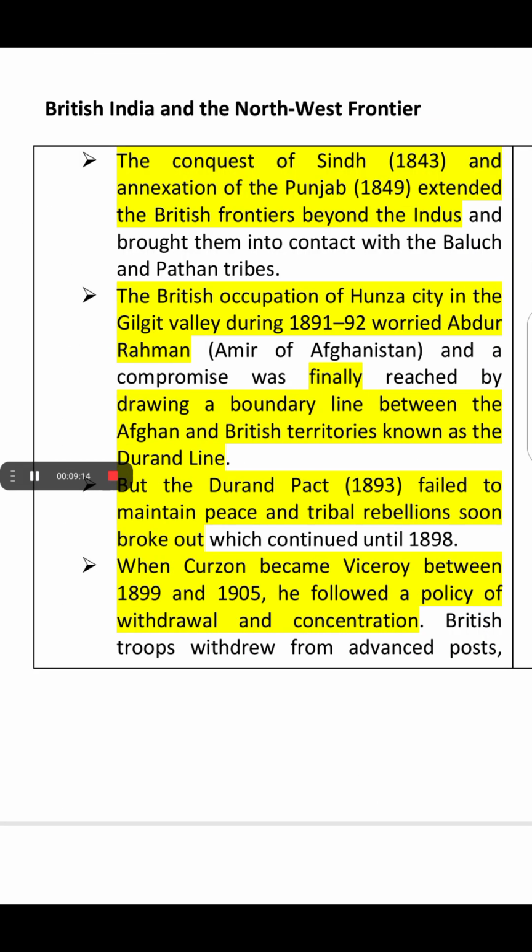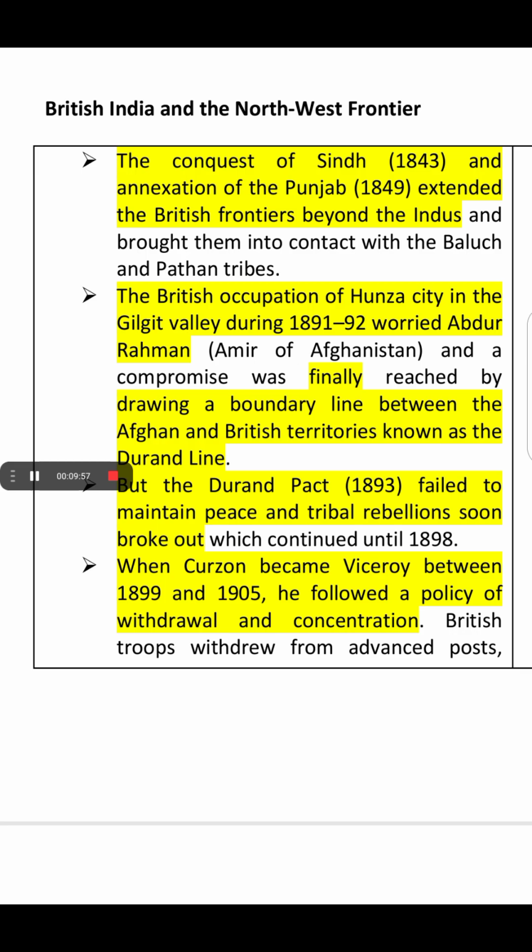So what happened? After the British won Sindh in 1843 and Punjab in 1849, the British land got bigger and came close to the Baluch and Pathan tribes. Okay, and why was Afghanistan worried in 1891 to 92? The British took over Hunza, a place in the mountains near Afghanistan, which made King Abdur Rahman worried. So how was the problem solved? They made a clear border line between the British land and the Afghan land, and this was like the India-Pakistan border later.